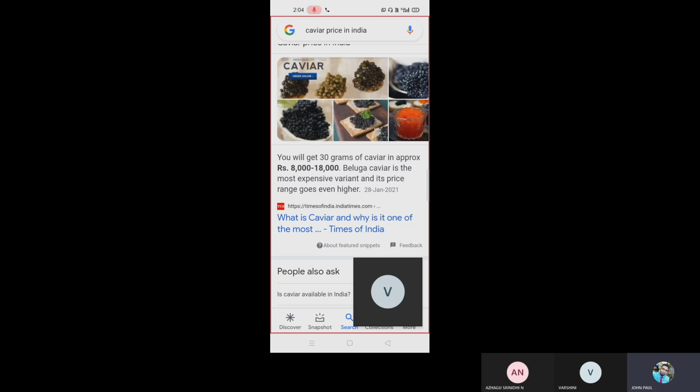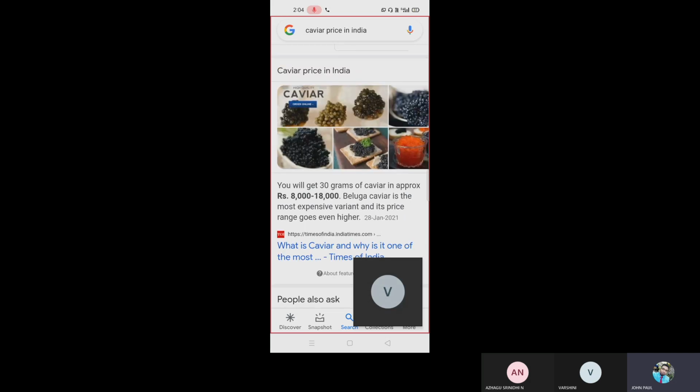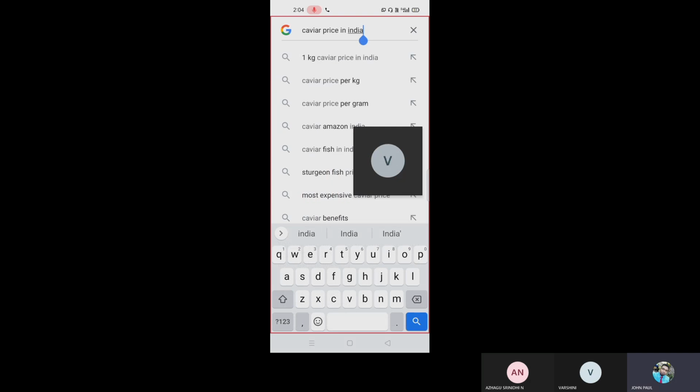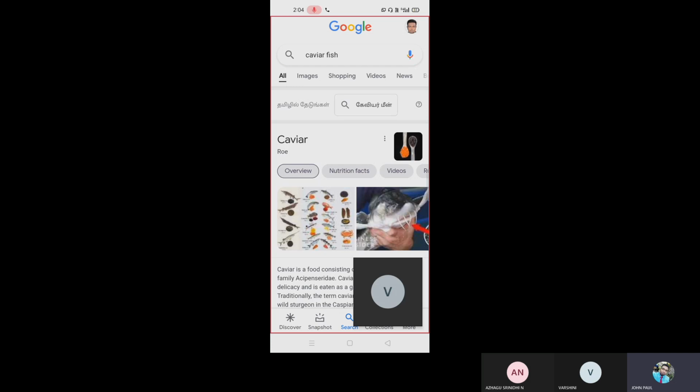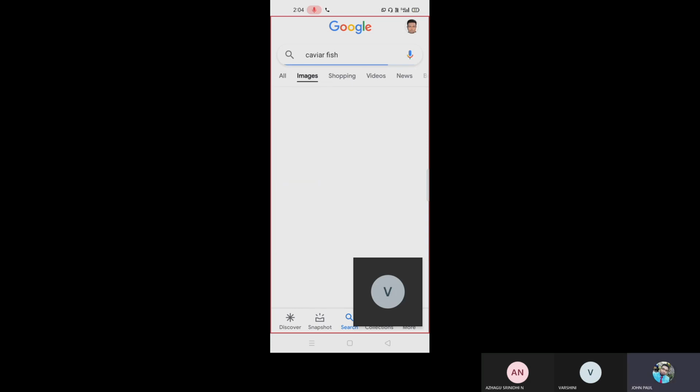The whole 30 grams, we know very well. Am I audible? Yes, sir. 30 grams, it's not even 50 grams. So 30 grams, 8,000 to 18,000. We won't consume it in India, but in European nations they will consume it. This is the fish called caviar.